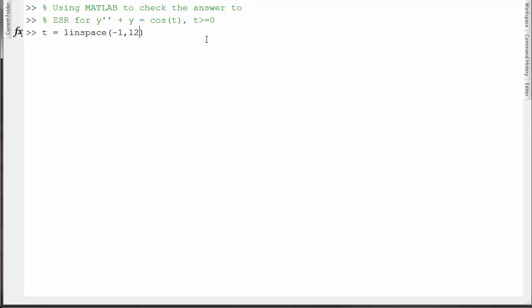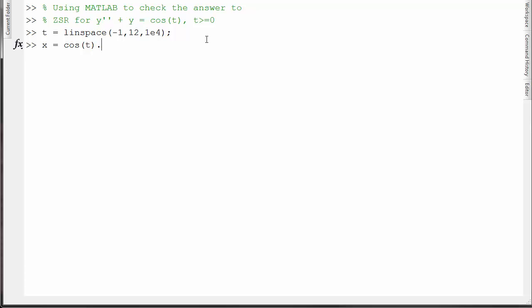And if you don't give a third argument to the linspace command, it defaults to putting 50 equally spaced points. That's going to be a little bit too coarse. I'd actually like to do something on the order of 10,000. Okay. So if I don't put a semicolon here, it'll print out all 10,000 of those points, but now the t variable is stored in the workspace, and I can use it to define the forcing function. So let's let x be cosine of t, but it's only for positive time or non-negative time.